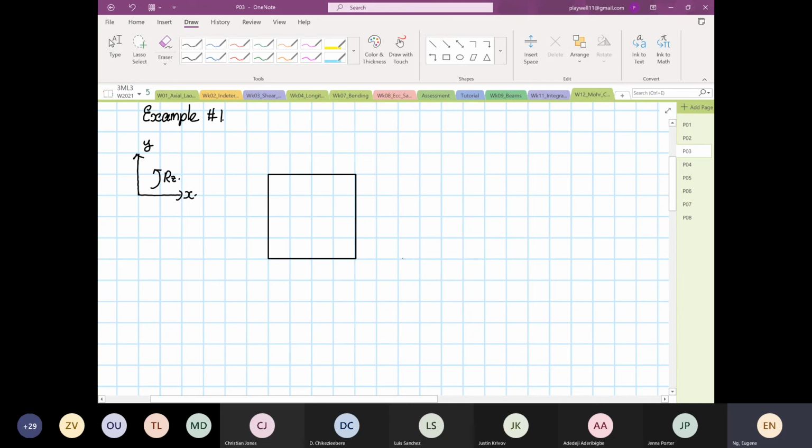We are going to have tension of 40 megapascal, and then we have a compression of 20 megapascal. And then we have a shear, let's say we put it at 20 megapascal. So we are going to determine the principal stress.